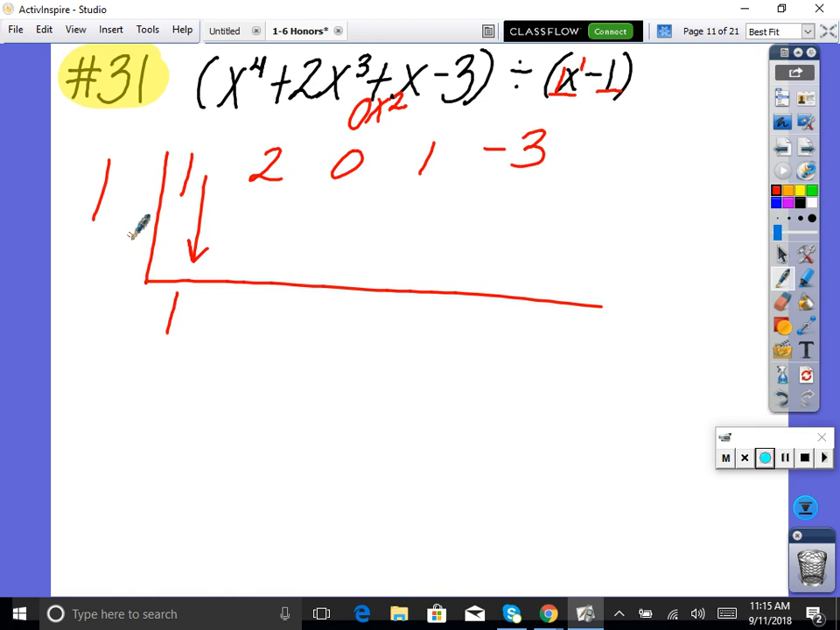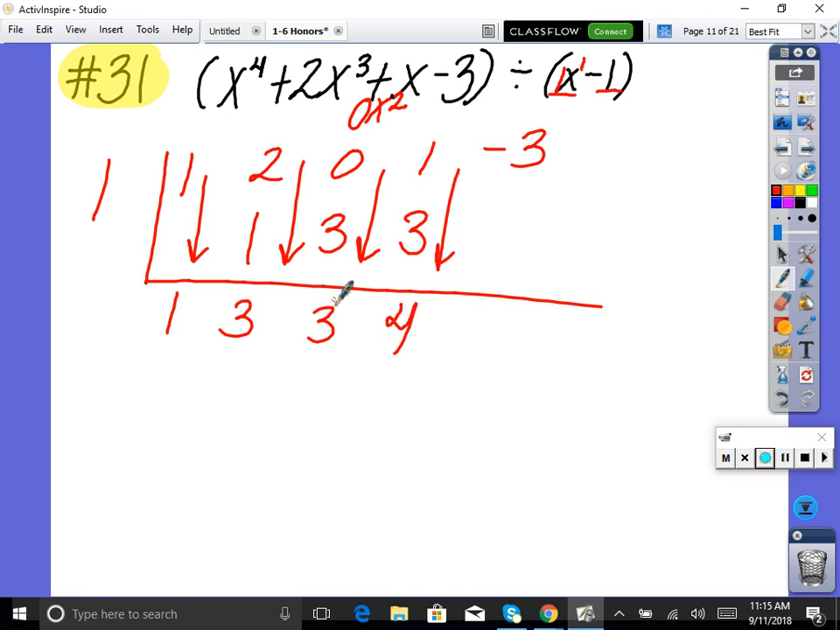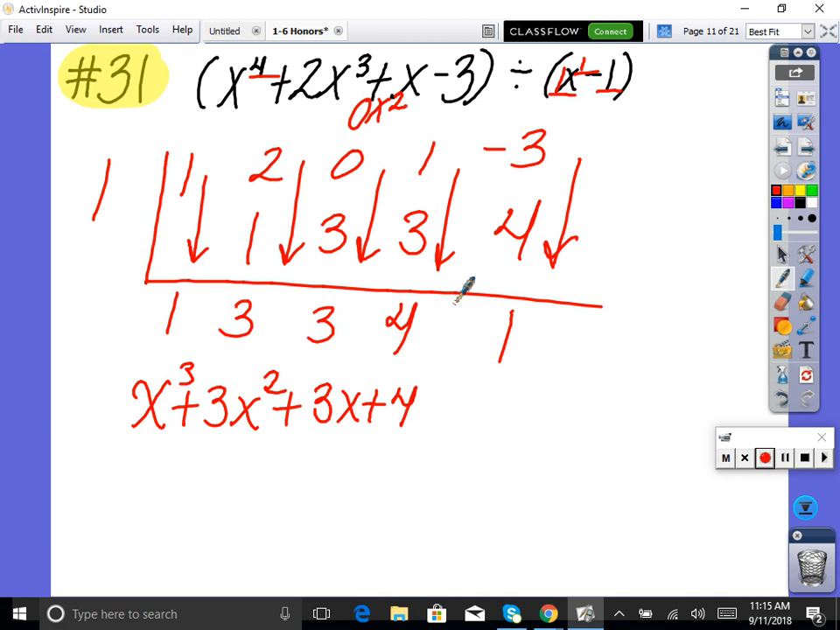Add straight down, multiply up, add straight down, multiply up, add straight down, multiply up, add straight down, multiply up, add straight down. That's how quick you'll be at it soon. Now look, you'll say degree 4 divided by degree 1 is degree 3. So this is 1x cubed plus 3x squared plus 3x plus 4. This last thing should always end up to be the remainder. So then plus 1 when you divide it by x minus 1. Therefore, 1 is not a solution to that.